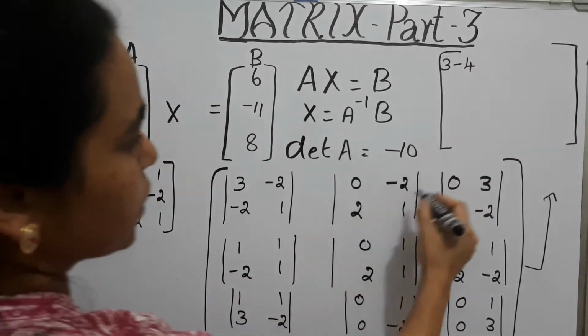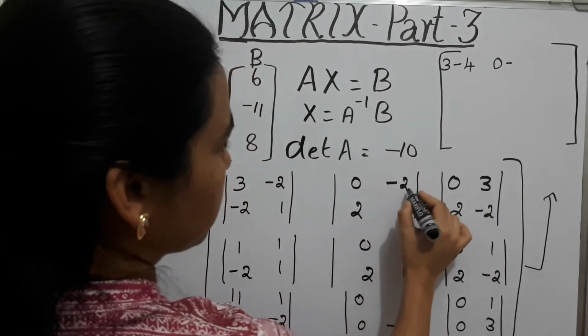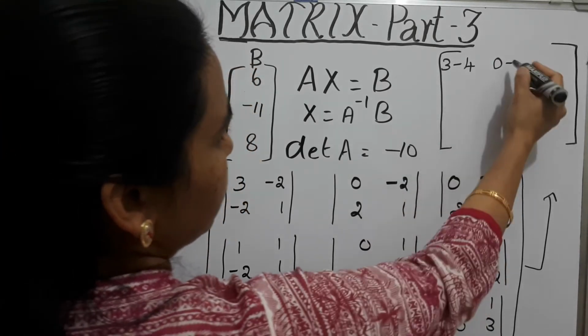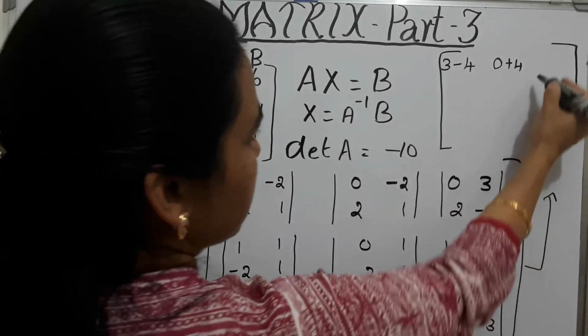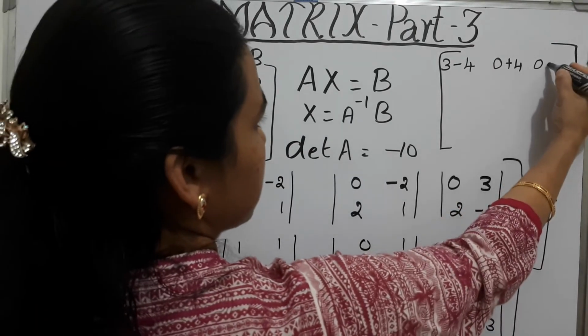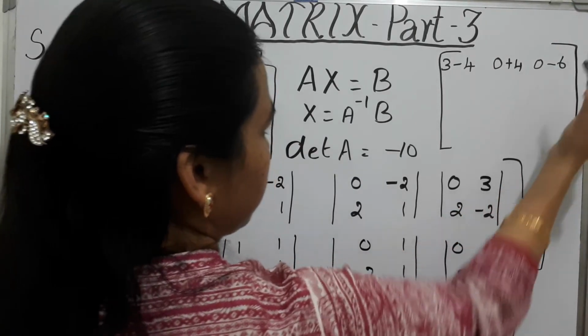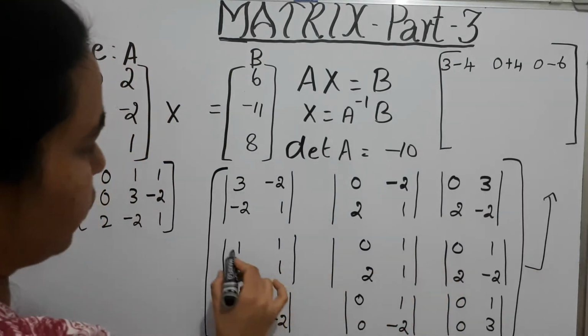And the second one is 0 times 1 is 0, minus 2 times 2 is negative 4, so this will become plus 4. The next one is 0 times minus 2 is 0, and then 2 times 3 is 6, so minus 6.